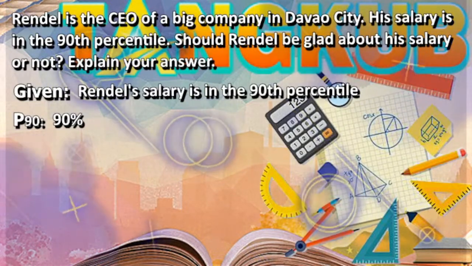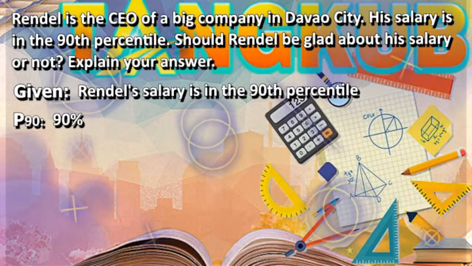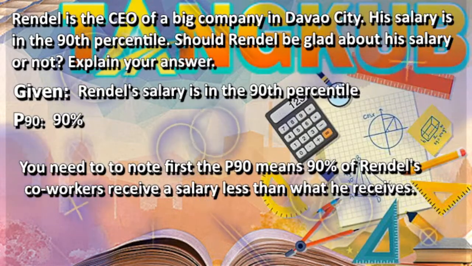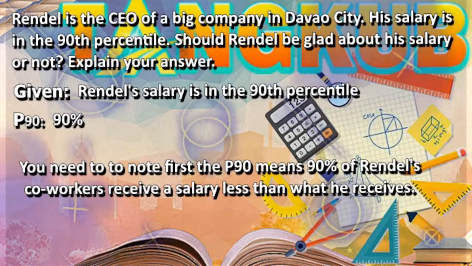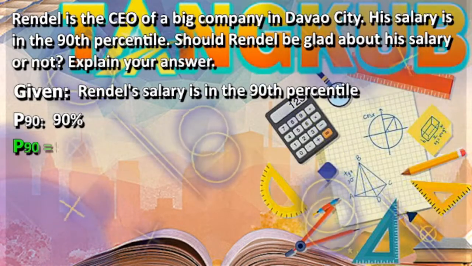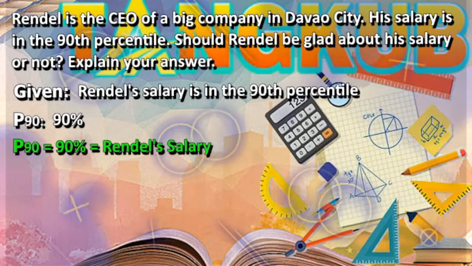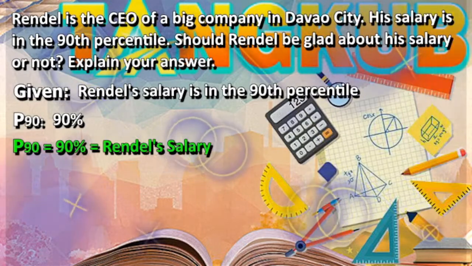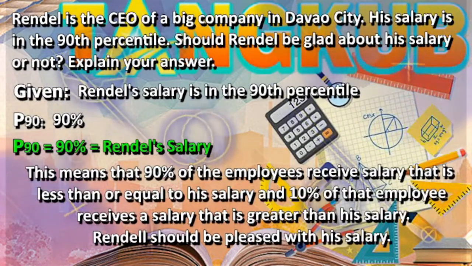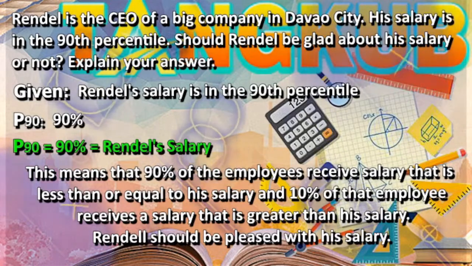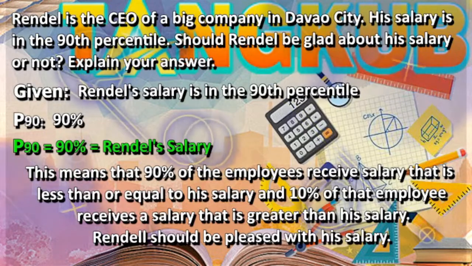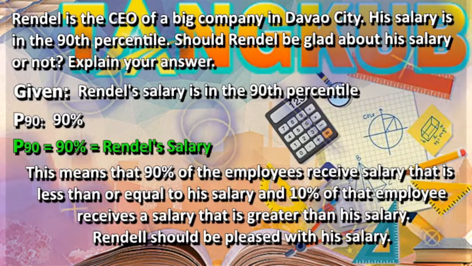This problem requires you to inspect whether Rendell will be glad of his salary or not. To do this, you need to note first that percentile 90 means 90% of Rendell's co-workers receive a salary less than what he receives. Now, let us interpret. Percentile 90 is equivalent to 90%, and that is equivalent to Rendell's salary. Now, what does it mean? This means that 90% of the employees receive a salary that is less than or equal to his salary, and 10% of the employees receive a salary that is greater than his salary.